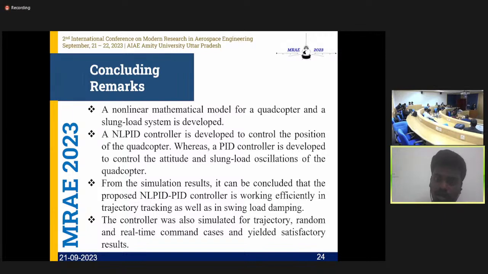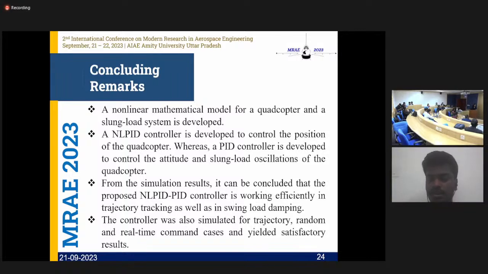The controller was also simulated for trajectory, random, and real-time command cases and yielded satisfactory results.